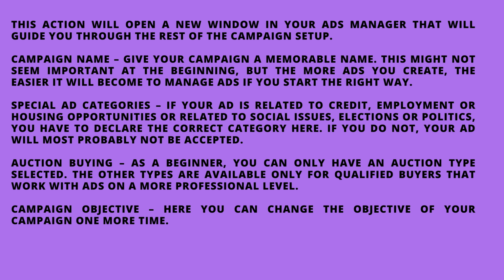Auction buying: as a beginner, you can only have an auction type selected. The other types are available only for qualified buyers that work with ads on a more professional level. Campaign objective: here you can change the objective of your campaign one more time.